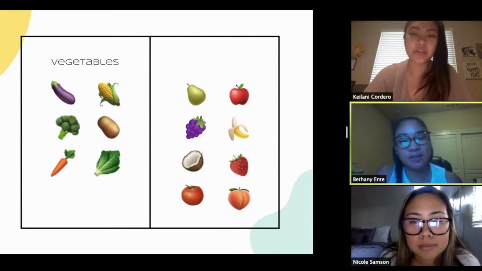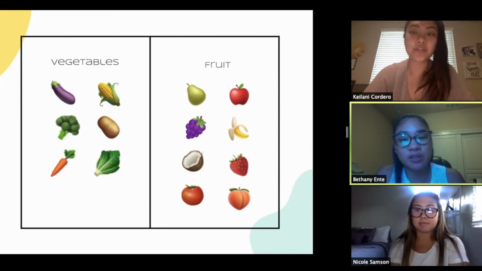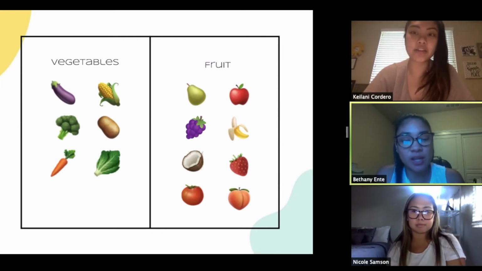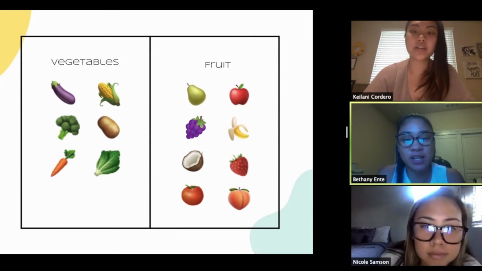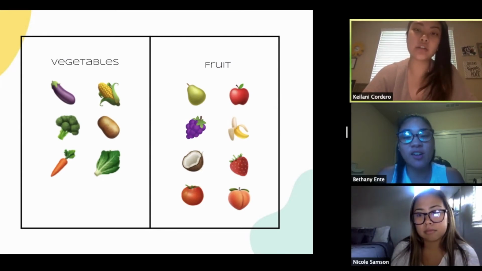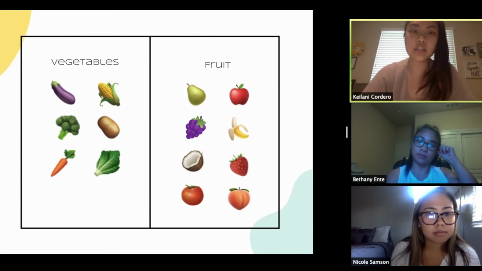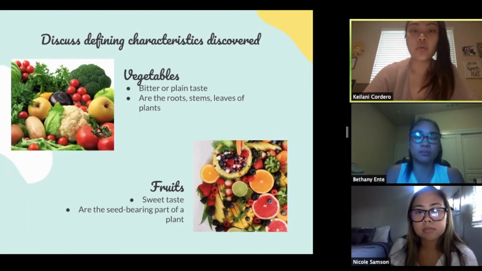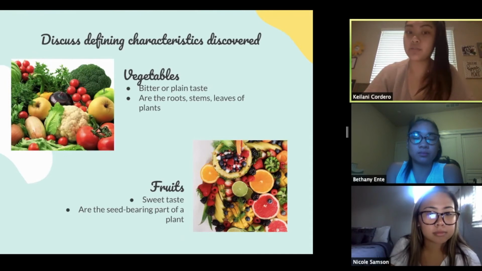These ones, we can label them fruit because they're sweet. Like strawberries are sweet and coconut is sweet. Awesome. All these. Nice job. And so we talked about the difference between vegetables and fruit.